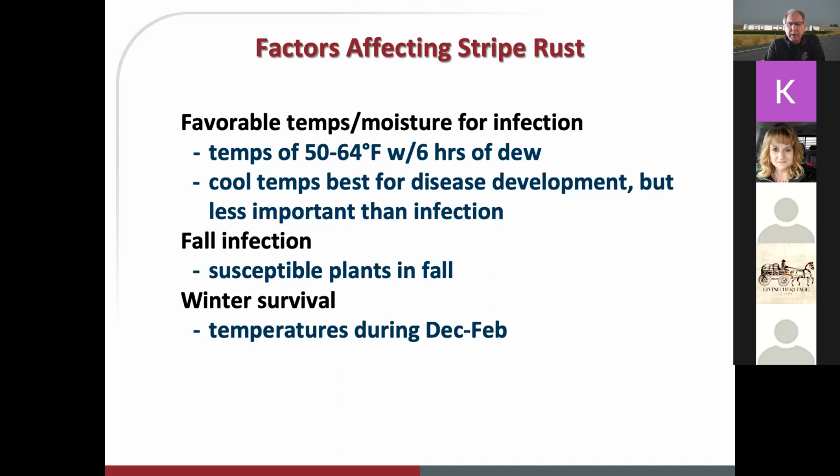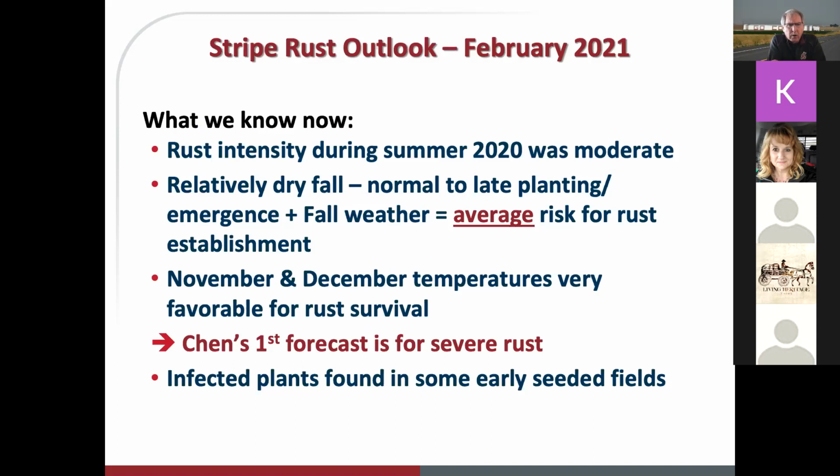So when we think about what's going on right now, we're at the end of February. Rust intensity last summer was moderate. It was not as severe as it's been in previous years, but we still had plenty of stripe rust around. However, as we headed into the fall, we had a relatively dry fall in terms of precipitation, and we had normal to late planting dates and emergence, and that combined with that dry fall weather leads to sort of an average risk for stripe rust establishment.